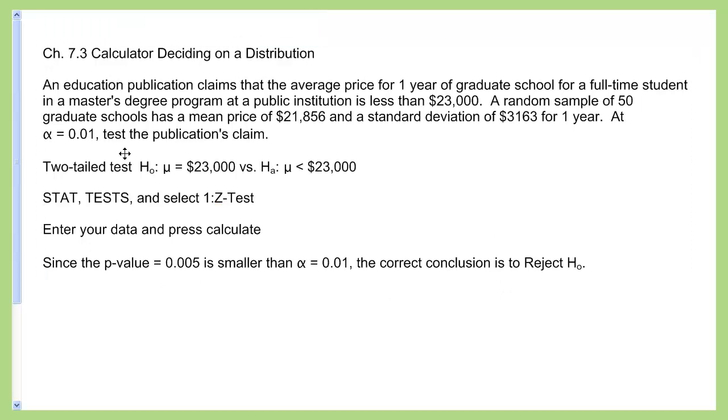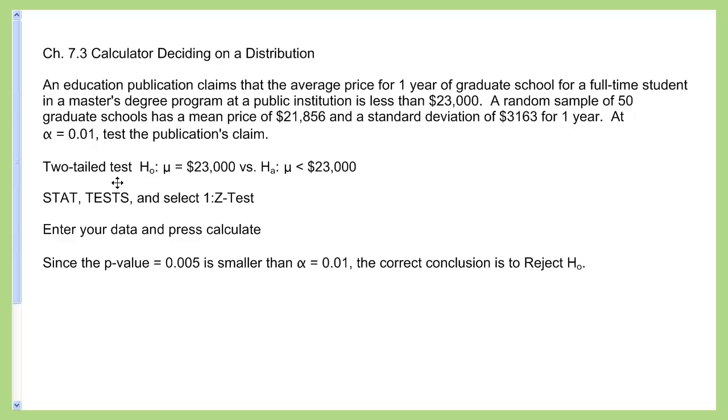A random sample of 50 graduate schools has a mean price of $21,856 and a standard deviation of $3,163 for 1 year. At alpha equals 0.01, test the publication's claim.